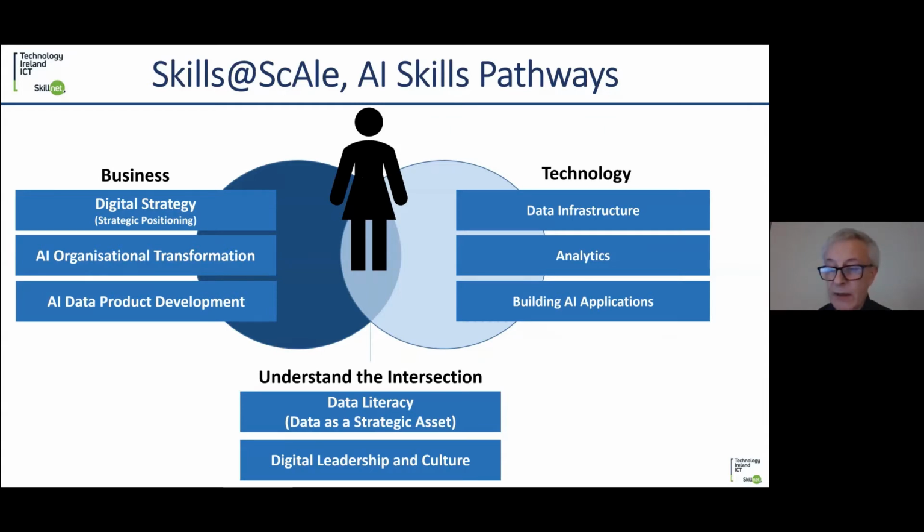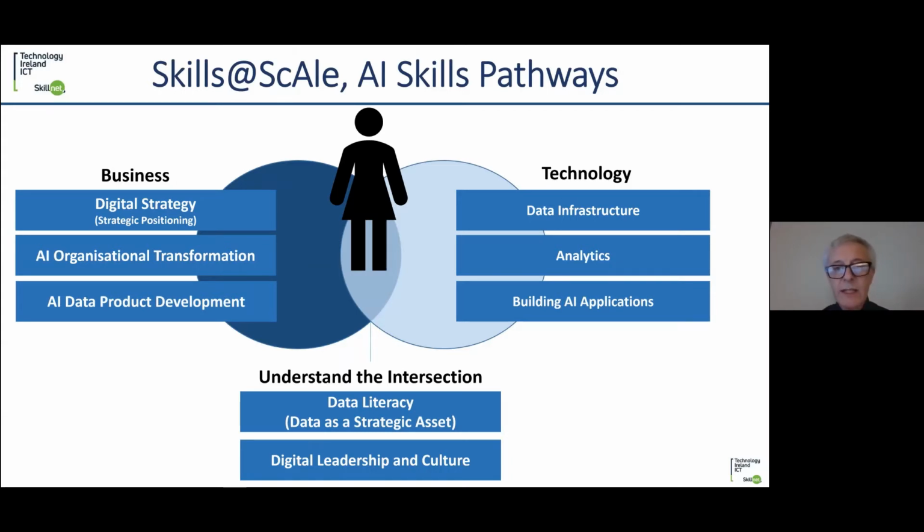They're very much based on evidence: what's being reported within the Irish context, what's happening from the OECD and the World Economic Forum, and what our own members are telling us is important to them as they want to enter the artificial intelligence market. So these pathways will be defined, addressing business, technology, and the intersection between both, to deliver business leadership and technology leadership to enable success. And as part of that, we've already launched a pilot.